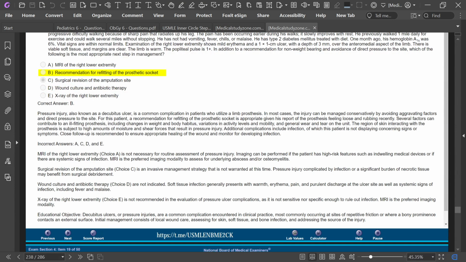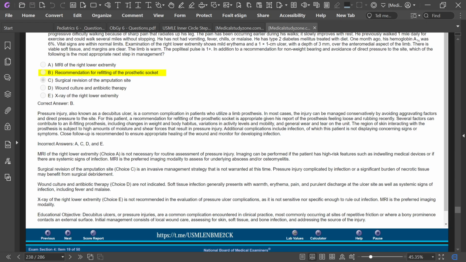Yeah. Okay. Pressure injury, also known as decubitus ulcer, is a common complication in patients who utilize a limb prosthesis. In most cases, the injury can be managed conservatively by avoiding aggravating factors and direct pressure to the site.